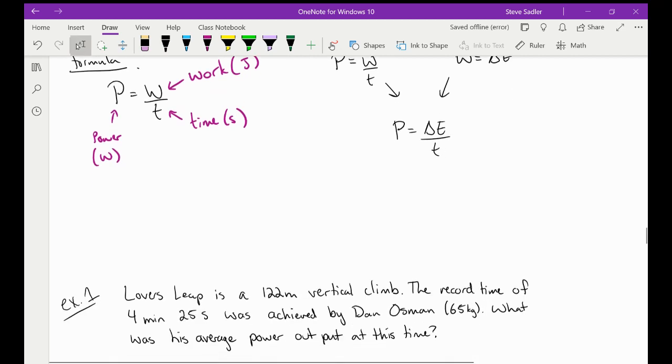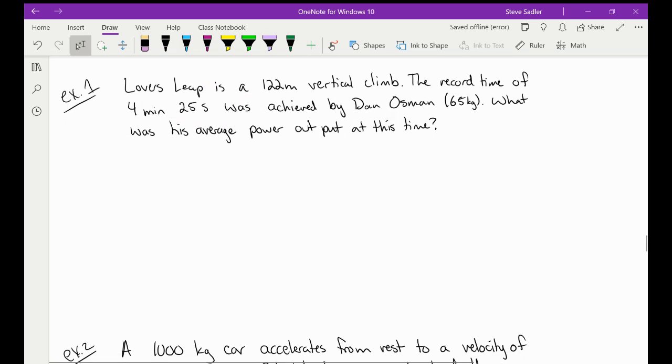Let's do a couple of practice problems here. Example 1, Lover's Leap is a 122-meter vertical climb. The record time of 4 minutes and 25 seconds was achieved by Dan Osman. He did this without a rope, which was pretty crazy. There's a video on YouTube if you want to watch it. Also, that record has been broken by now, and there's a video of that happening as well.